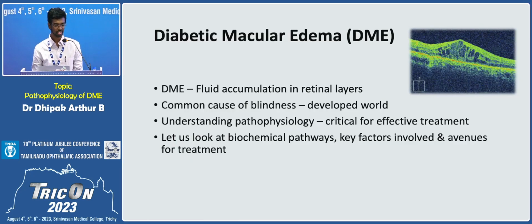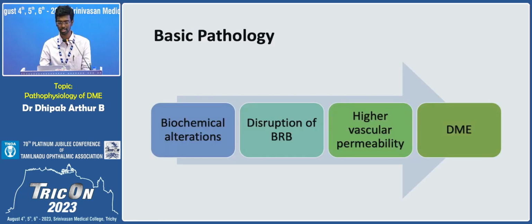To define it, it is fluid accumulation in the retinal layers, and it is one of the commonest causes of blindness, especially in the developed world, though in our country, cataract and refractive errors still take the lead. So understanding the pathophysiology is of utmost importance when we are trying to treat it. In this presentation, we'll be looking at the basic pathways which are disturbed, the key factors which are involved, and the various avenues that are available for treatment.